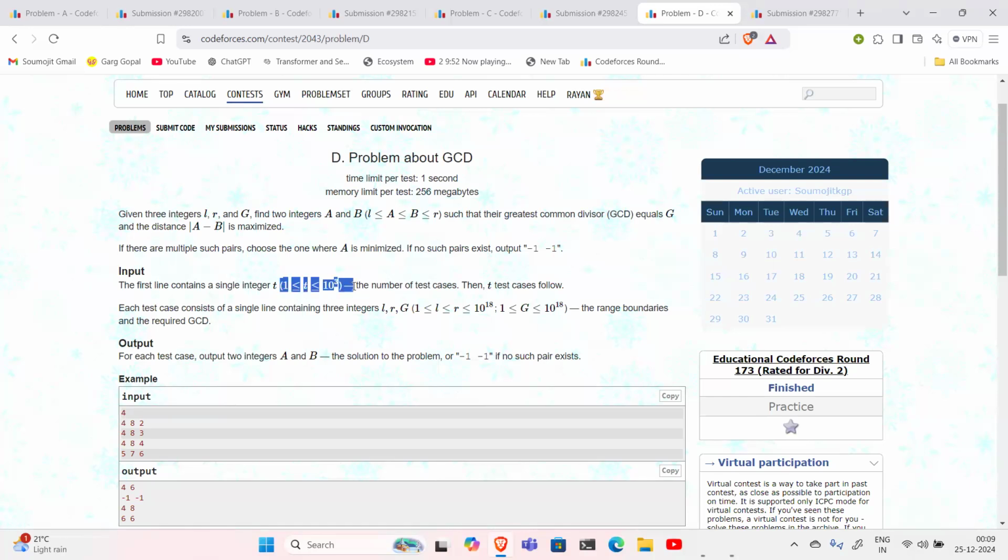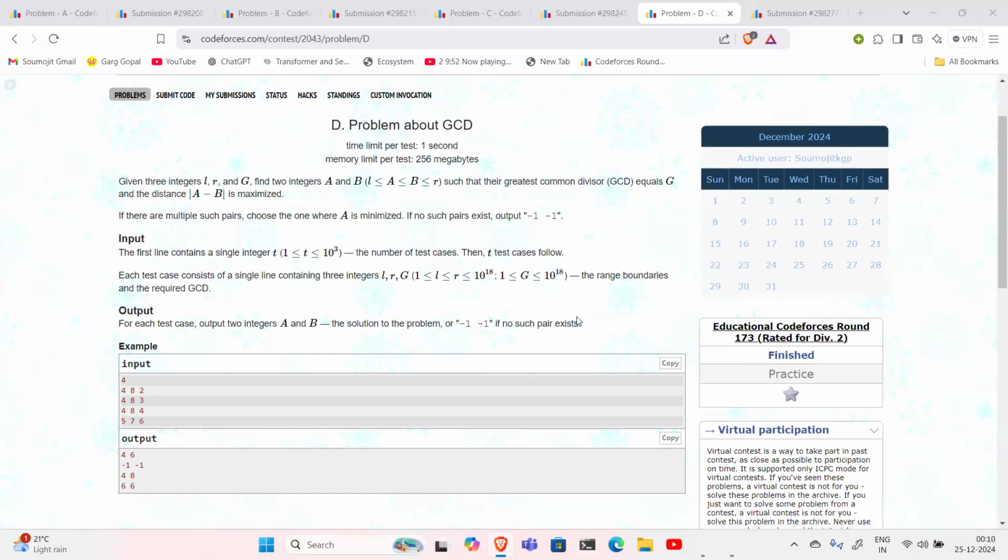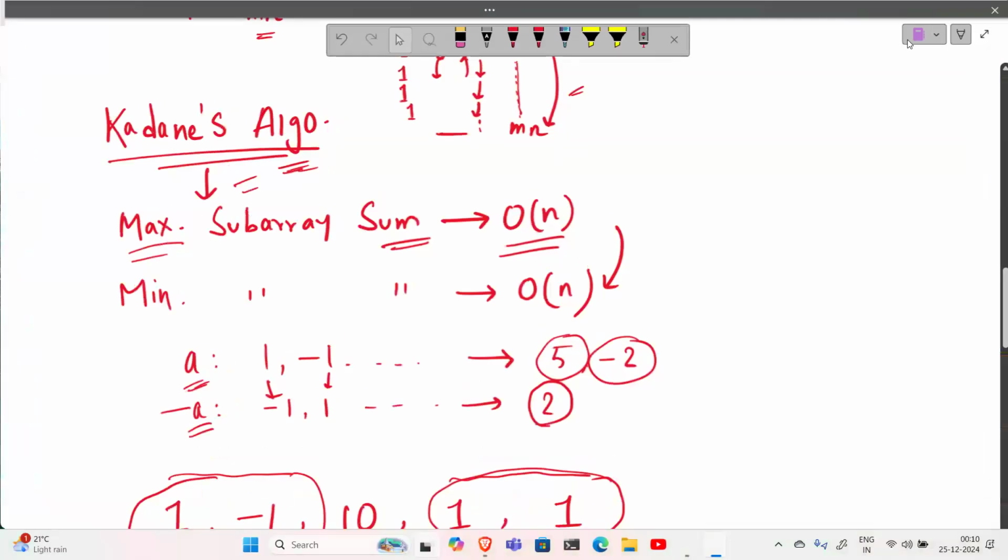Okay. There are 1000 test cases which will be given. At every test case, we will be given three values L, R, and G, such that L and R lie between 1 to 10 to the power 18, and G will be given, which again lies between 1 to 10 to the power 18.